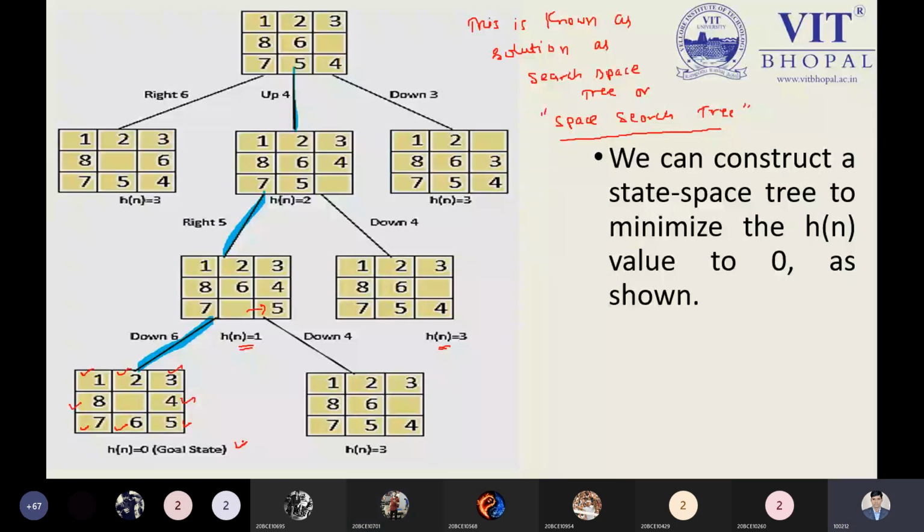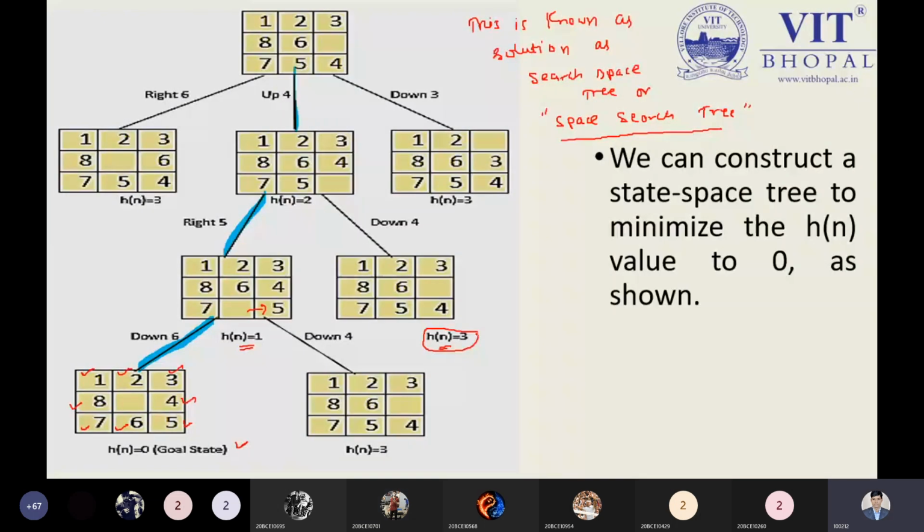Sir, I have one question, sir. Yes, tell me. Sir, let's say about HN equal to one position. You mean to say HN equal to one position? Sir, then how can in one step, in down 4 step, it can come like HN equal to 3? You just tell me. Sir, if we move 4 downside, 5 will automatically move left side. No. See, you're talking about this point right now. Am I right? Yes, you're talking about this point. No, sir. Okay, so tell me.